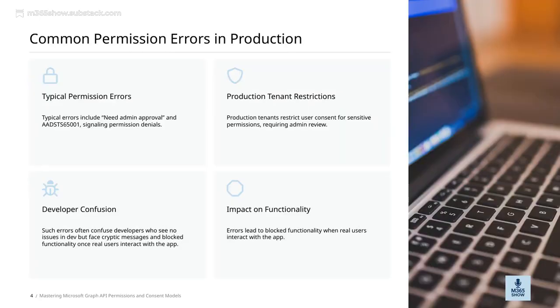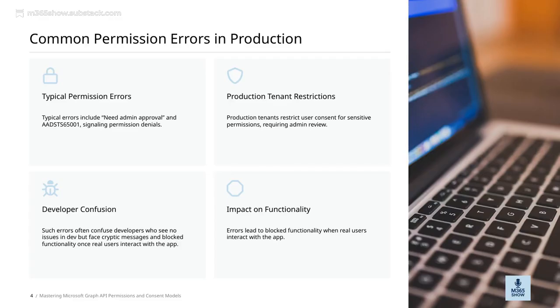Let's talk about some common permission errors you might encounter in a production environment. These errors can really block functionality when real users start interacting with your app. It's a crucial point because what works smoothly in development can suddenly hit a wall in production. Many developers get confused because they see no issues during testing. But once the app is live, cryptic messages pop up and features get blocked. This confusion often stems from the fact that production tenants have stricter rules around user consent, especially for sensitive permissions.